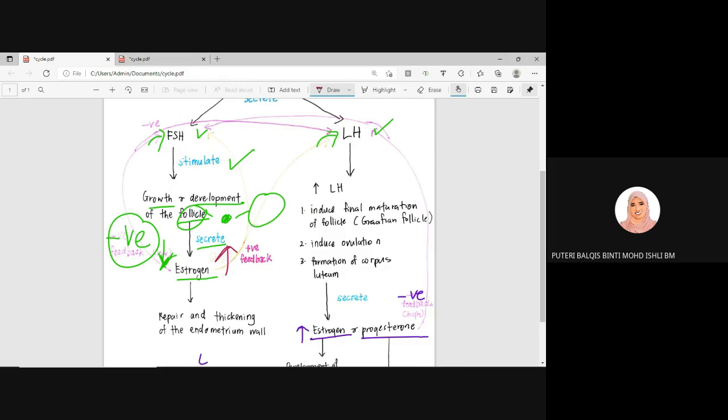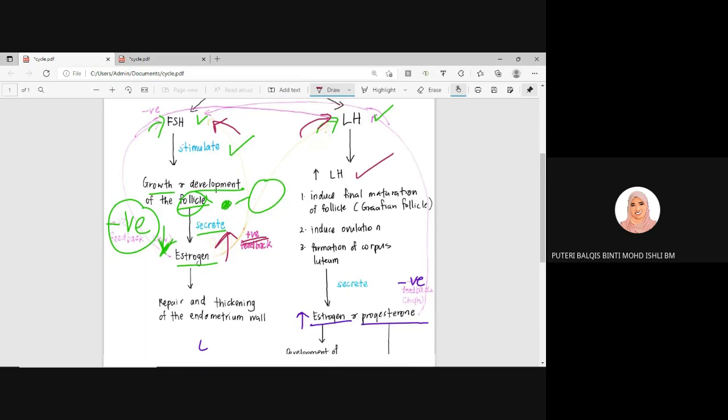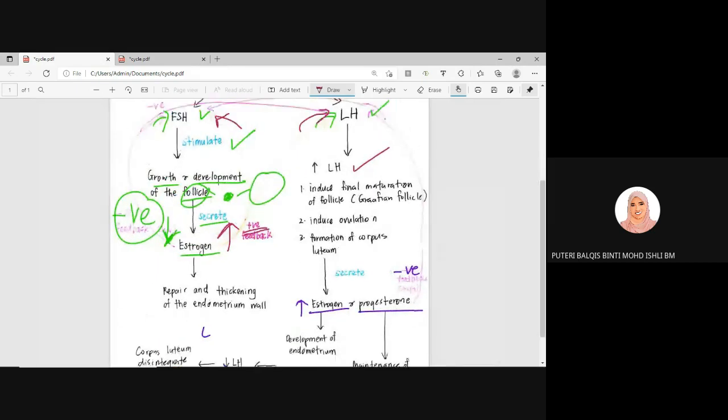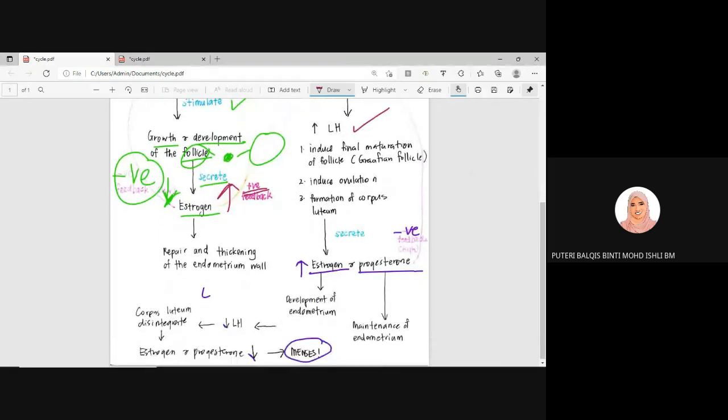Estrogen tinggi, it will give positive feedback. Positive feedback kepada siapa? Kepada FSH, kepada LH. Maksudnya dia akan tinggikan level FSH, tinggikan level of LH. LH tinggi, apa yang jadi? LH akan induce final maturation of follicle into Graafian follicle. It will induce ovulation. It will form corpus luteum.